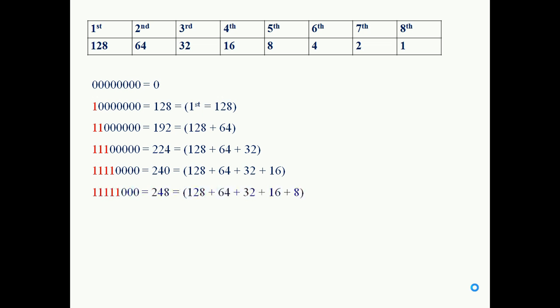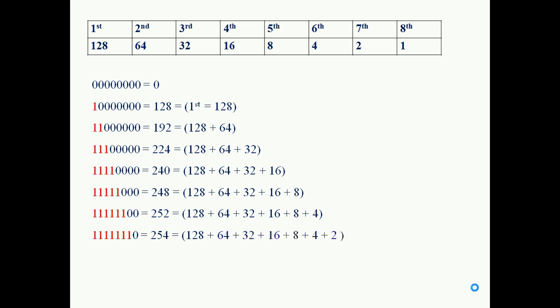When the first 5 bits are on, the decimal value for the octet will be 248. When the first 6 bits are high, then the decimal value for this binary number will be 252, and when there are 7 high bits in your octet, it will be 254, and when all bits of your octet are high or on, the decimal value is 255.